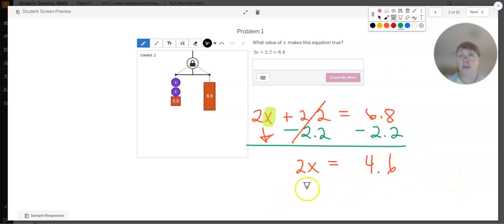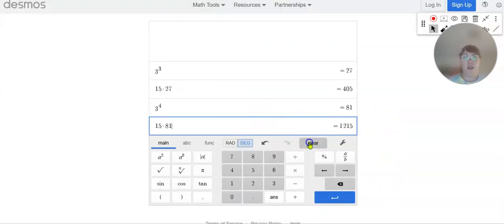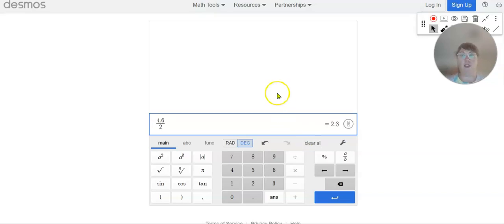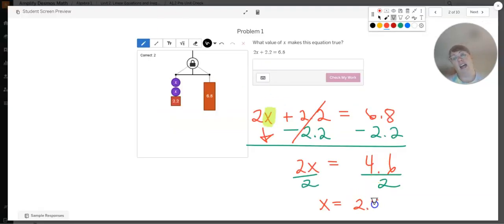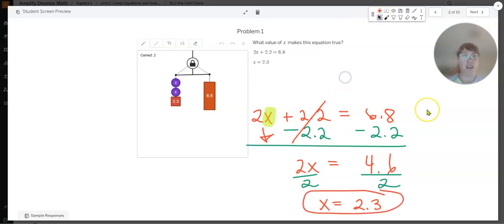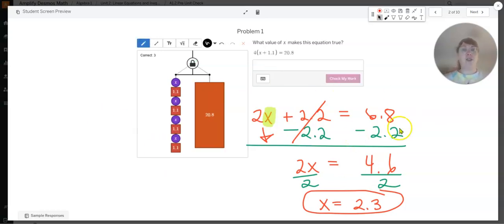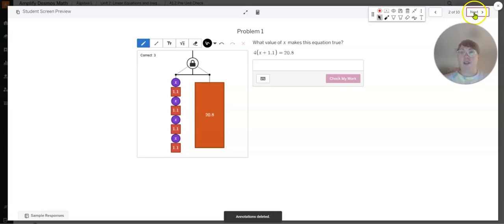This is 2 times x when it's attached like that, so we can divide both sides by 2. 4.6 divided by 2 gets us 2.3. So that means our x must be equal to 2.3. Let's plug it in and check it, and we'll see that that does work. Now, there's a bunch of these problems. If this is helpful to you, try again, do as many as you want to figure out what would make x true. When you're all set, push ahead to slide 3.